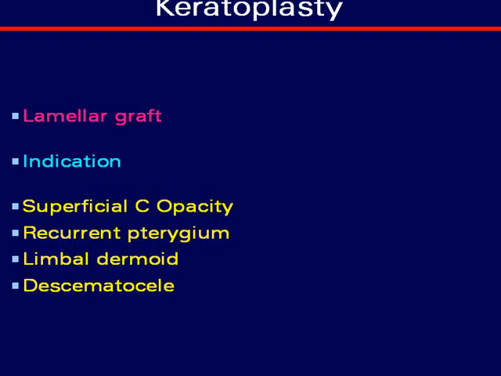Lamellar keratoplasty carries a better prognosis. Why? Because we preserve the endothelium of the patient. The endothelium is the most antigenic part of the cornea, so if there is an antigen-antibody reaction, it will mainly be directed towards the endothelium. So if we keep the endothelium of the patient and implant the other layers of the cornea, the prognosis will be better. Usually we do lamellar keratoplasty when there are superficial corneal opacities, recurrent pterygiums, limbal dermoid, or descemetoceles.